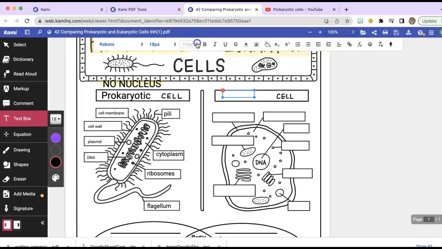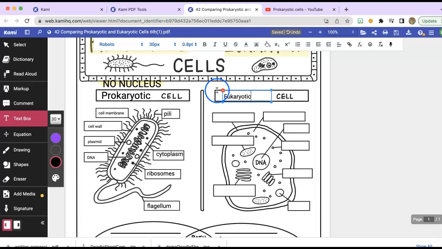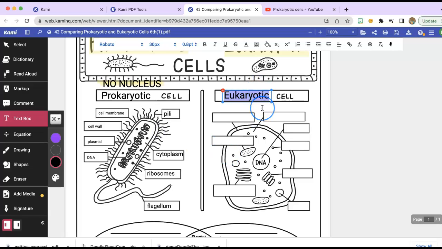is called a eukaryotic cell. Make sure you get this written down. Whoops. Go ahead and write it down. Make sure it's spelled correctly, please. I'm going to make my font bigger for this. Oh, maybe. Make sure it kind of matches the other side. There it is, eukaryotic cell.